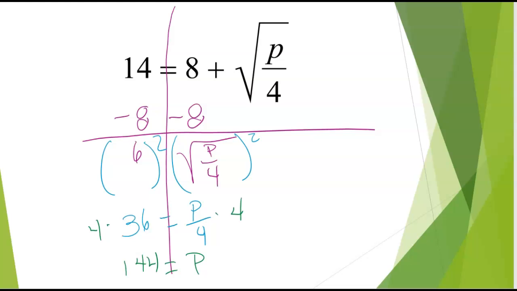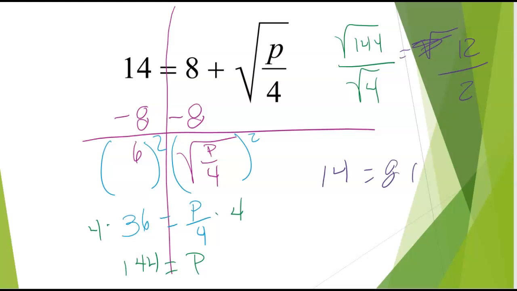Okay, good. So if we go back over here and we go the square root of 144 divided by the square root of 4, well, the square root of 144 is 12, right? The square root of 4 is 2. So 12 divided by 2 is 6. 14 equals 8 plus 6. Is that true? Yep. We have the right answer. All right, let's stop and do a little bit of practice on this, okay?